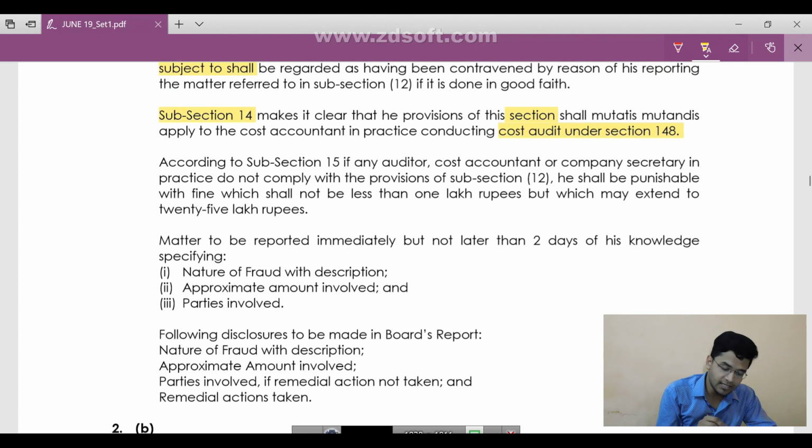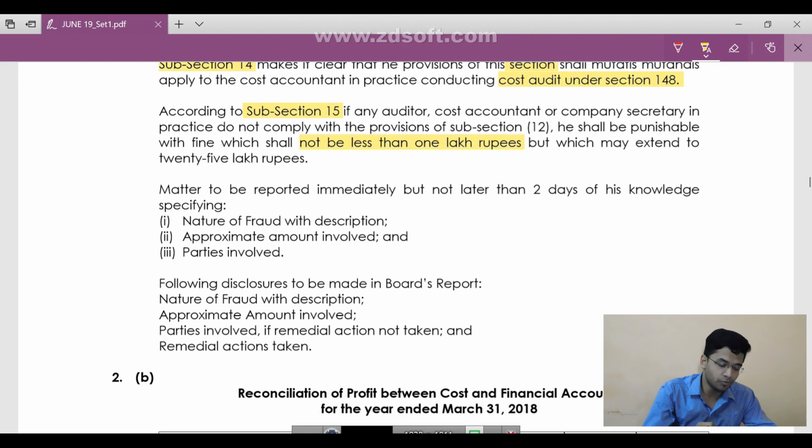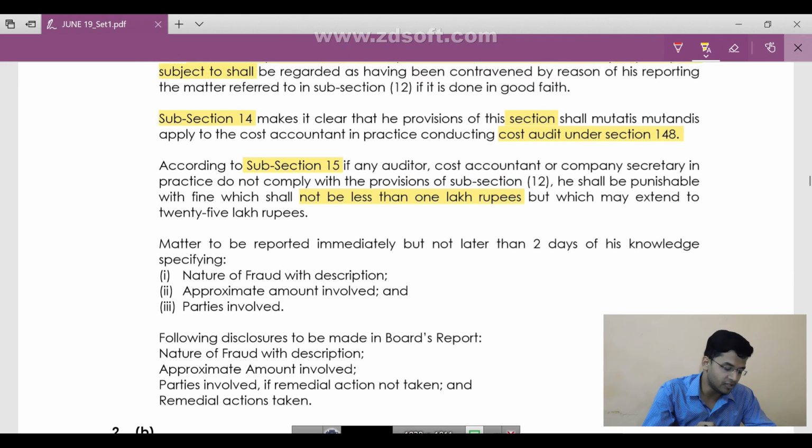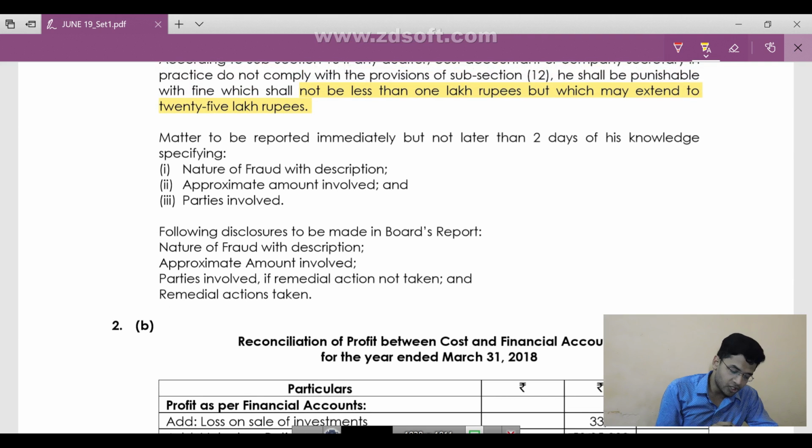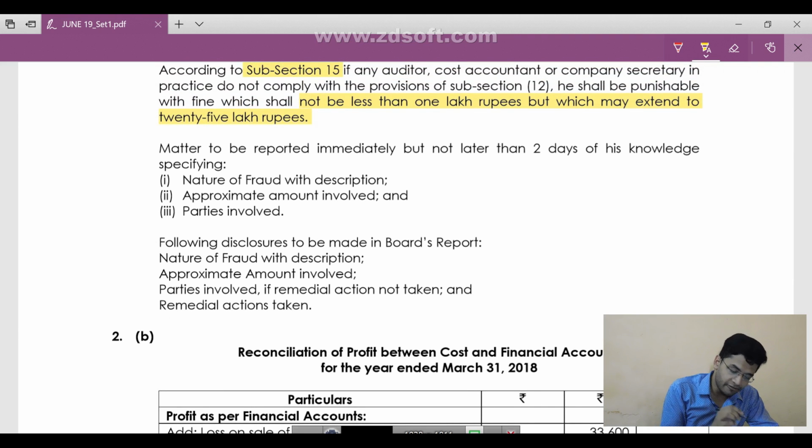Then subsection 15 says that if a cost accountant or company secretary in practice does not comply, there is a punishment: 1 lakh rupees is the minimum penalty, and the maximum penalty is 25 lakhs, which is to be paid by the cost auditor or the company secretary. And what should be detailed out, what disclosures should be made in the board report if fraud has occurred?